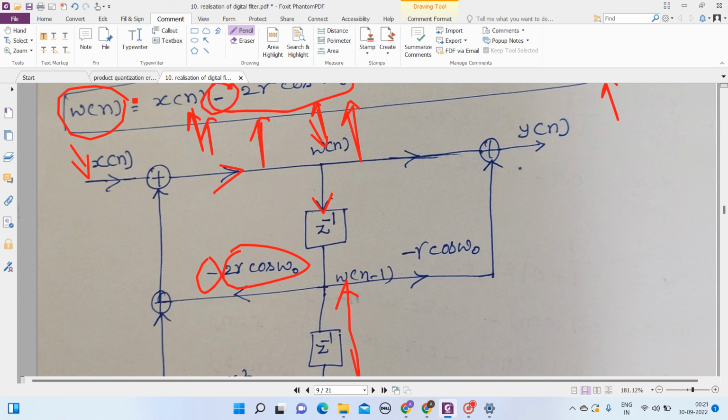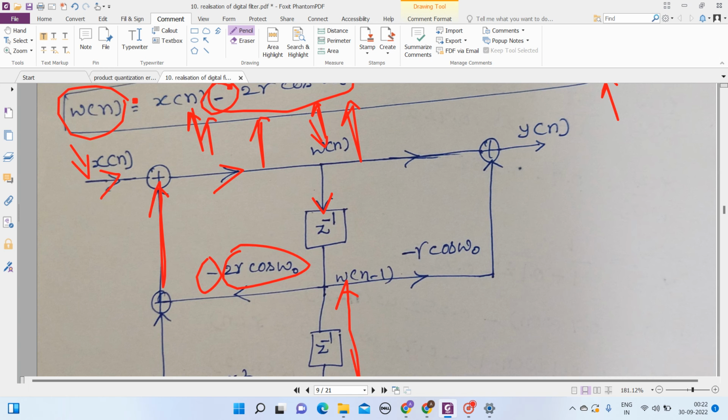Then these arrow marks are very, very important while writing the structure. Okay, see here, this is x of n. I am adding this w of n minus 1 with the minus 2r cos omega naught. This is the coefficient of w of n minus 1. This product I am adding with the x of n. So here I am adding, right? So for x of n, there are two terms, x of n and minus 2r cos omega naught w of n minus 1.